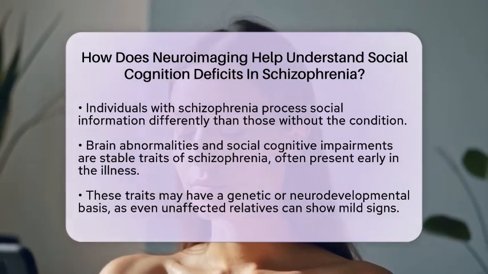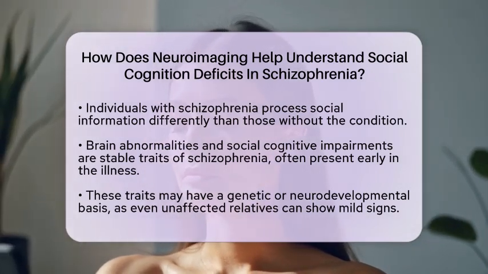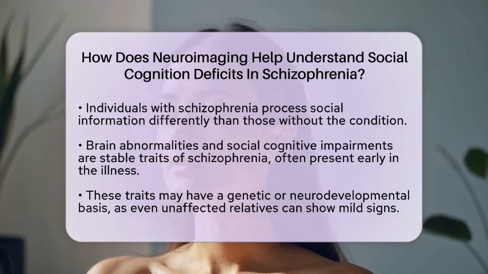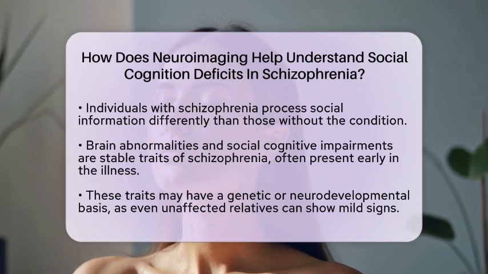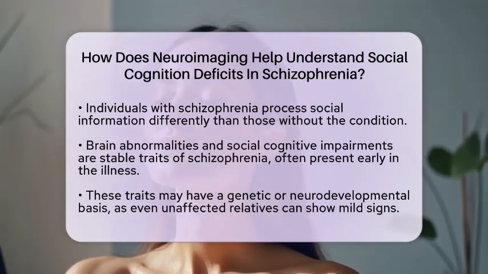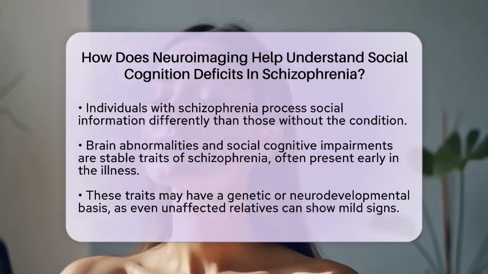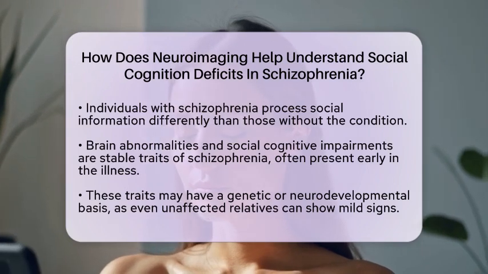Interestingly, research indicates that these brain abnormalities and social cognitive impairments are stable traits of schizophrenia. They are often present early in the illness and can persist over time. This suggests that they are not just side effects of medication but may have a genetic or neurodevelopmental basis. In fact, even unaffected relatives of individuals with schizophrenia can show milder signs of these brain changes.